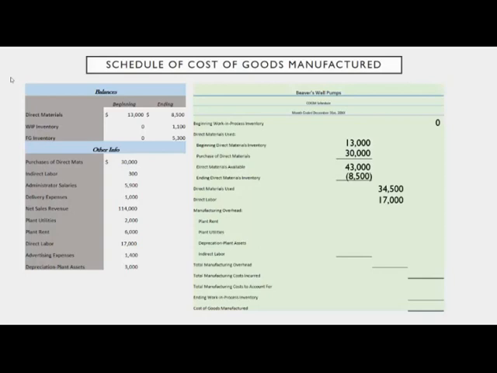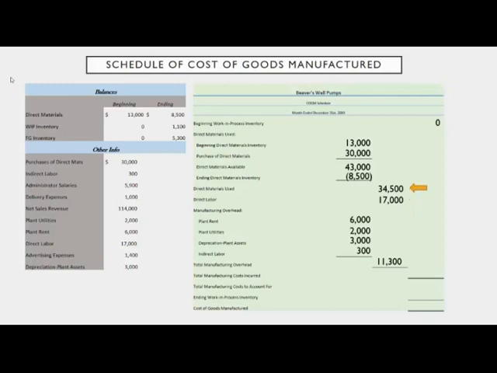Our plant rent, in this case, was $6,000. Our plant utilities was $2,000. Our depreciation of our plant assets, our production equipment, etc., was $3,000. And we had indirect labor of $300. That's going to be things like custodians, etc. We add that together, all of our costs which are necessary for production but can't directly be traced to each individual job, and it totals $11,300. Now we have all three of our cost components.